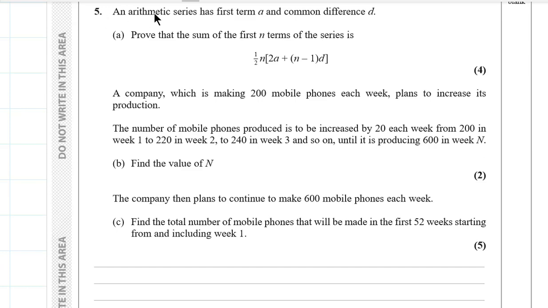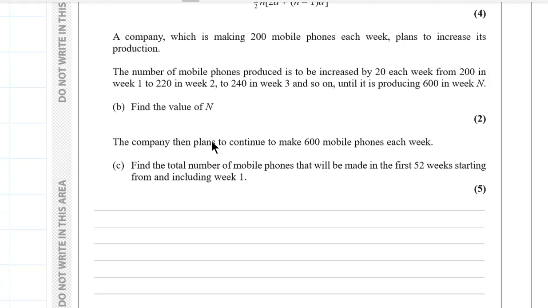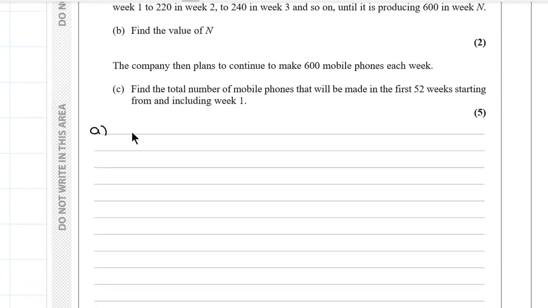Okay. 5. An arithmetic series has first term a and common difference d. A. Prove that the sum of the first n terms of the series is given by this formula. Okay, this is a very interesting proof. We can write it quickly as the following. Let Sn equal a plus the second term, which is a plus d, then plus a plus 2d, and so on till the one before the last term, which is L minus d, and then finally we write L.